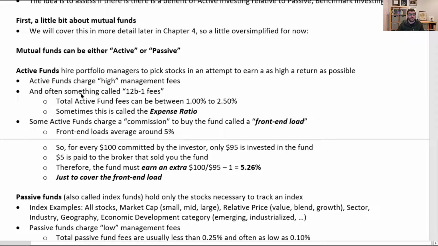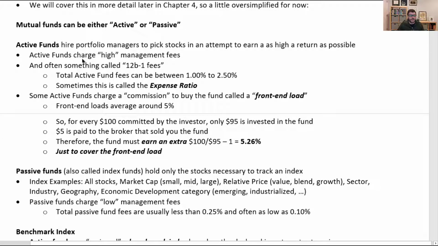First, let's talk a little bit about mutual funds and how they work. We'll cover this in a lot more detail in Chapter 4, so it'll be a little quick and simplified now, but enough to get us through this discussion. Mutual funds can either be active or passive. Active funds hire portfolio managers to pick stocks in an attempt to earn as high a rate of return as possible. Active funds charge a high management fee, often with something called a 12b-1 fee, and we'll talk about what those are later. Together, these two fees can be anywhere between 1% and 2.5%, and sometimes this is referred to as the expense ratio. That means in every year, for every $100 you have invested in the fund, $2.50 is taken by the fund's managers to pay for a number of things, including marketing of the fund and producing all of the reports and documentation, but most importantly, hiring the people who are attempting to pick the best stocks.